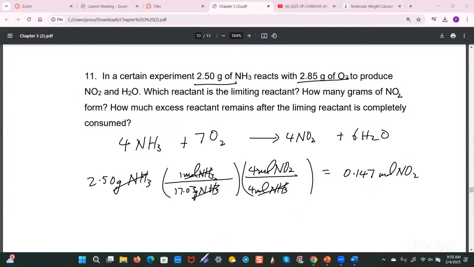Okay, next step. What's the next step? Okay, so 2.85 grams of oxygen, we convert that to moles. Okay, so how do we do that? 1 mole of O2 over what? What's the molar mass of O2? 32.00 grams of O2, right? So this goes with that, right? Next step.